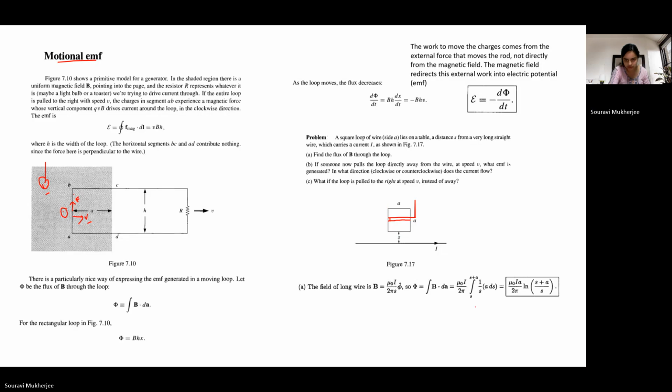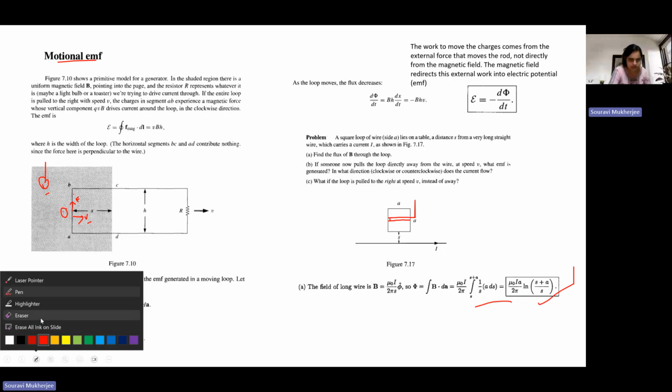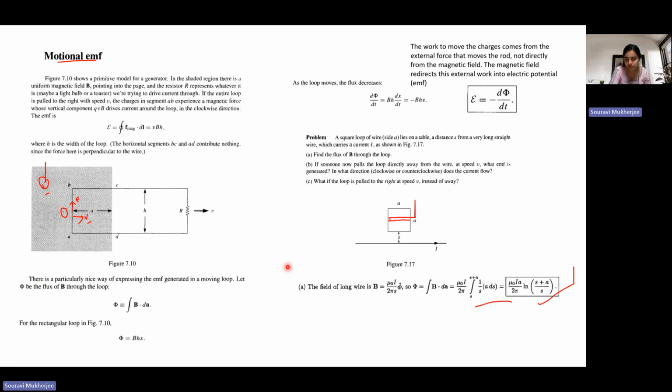So this is what is being done here. This is the flux through the loop. In order to find flux, you have to get used to solving for surface integrals, where you take such small segments and then do the integration depending on what your dimensions are. Okay, simple question, finding the flux through the loop.